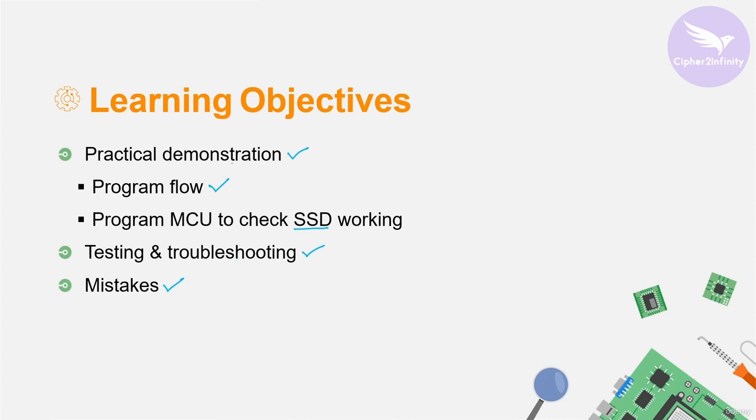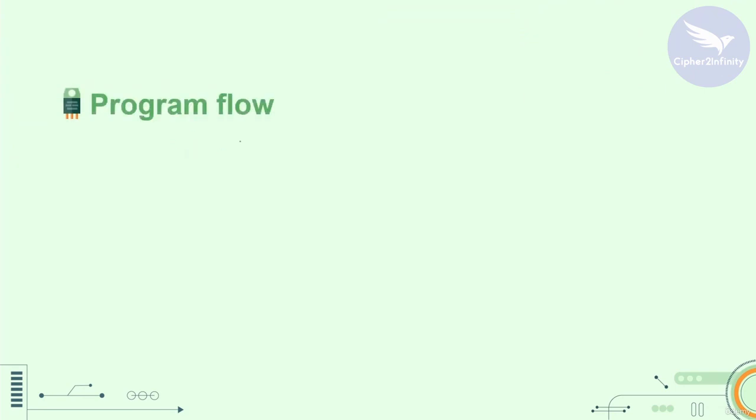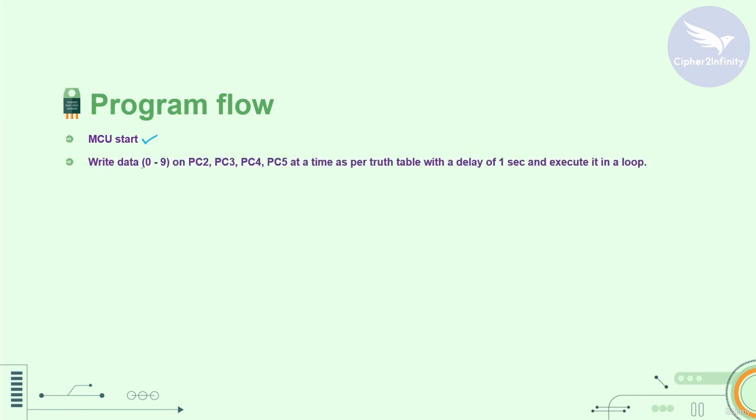Now let's start with this point, which is practical demonstration. And in this practical demonstration, let's start with this point, which is program flow. So as soon as the system is powered, the controller will start, and after that the next point is write data 0 to 9 on PC2, PC3, PC4, PC5 at a time as per truth table with a delay of 1 second, and execute it in a loop. So what exactly does that mean? The controller is going to display the digits starting from 0 to 9 on the 7-segment display.